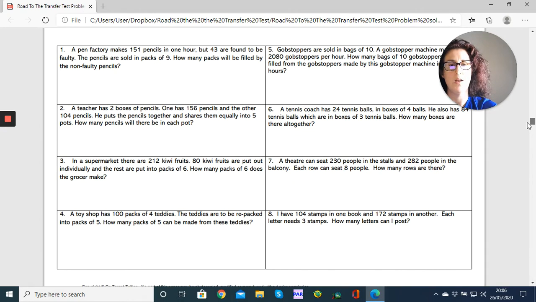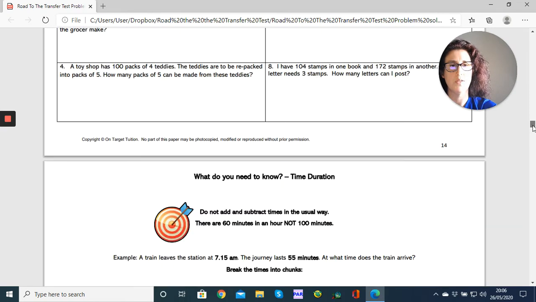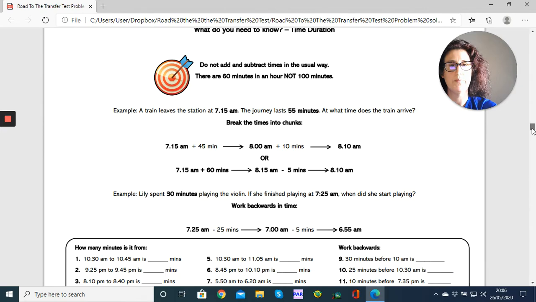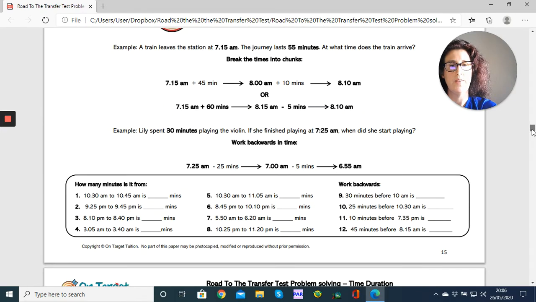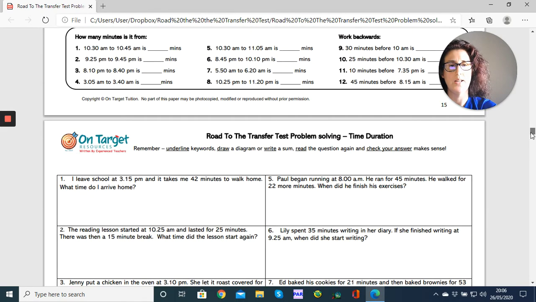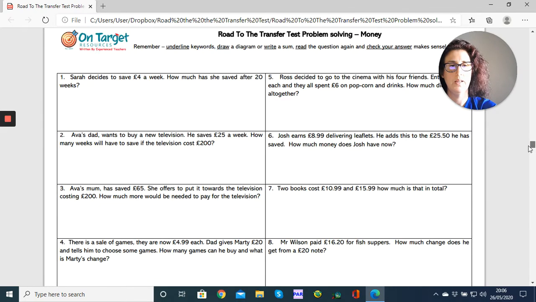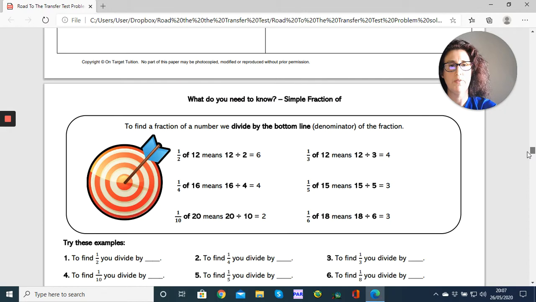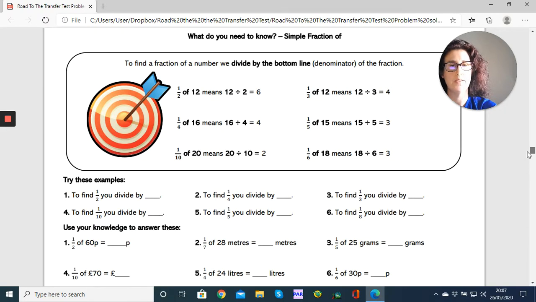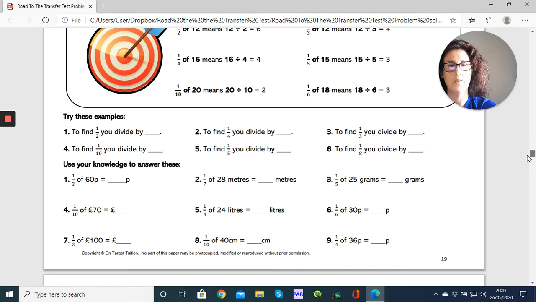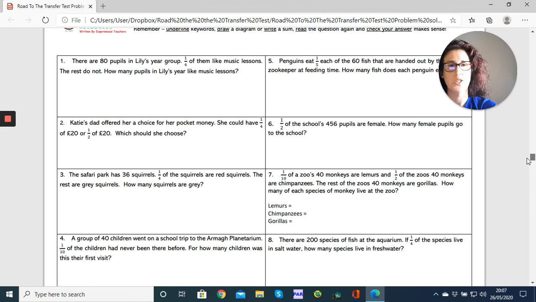So these are harder questions where they're getting to use all 4 operations that they've already gone through to practice those problem solving questions. We've got time duration, so the basic facts, some basic questions, and into your problems. Money problem solving. Simple fraction of, so halves, quarters, thirds, fifths, tenths, etc. Simple fraction of questions for problem solving.